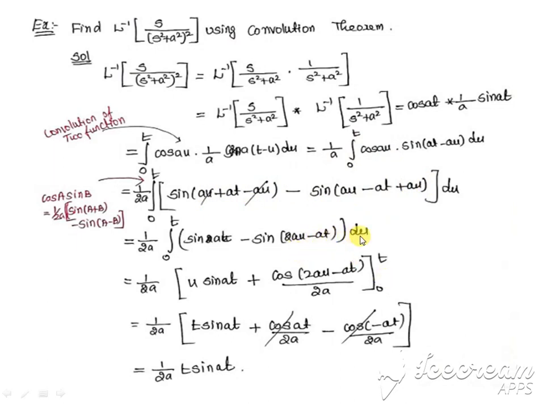Then integrate with respect to u. This term is constant, so with du, the integration of du becomes u. The integration of sin becomes minus cos, and with the existing minus it becomes plus: cos of 2au minus at divided by 2a, from 0 to t. While applying the limit and cancelling these two terms, the final answer is 1 by 2a times t into sin at.